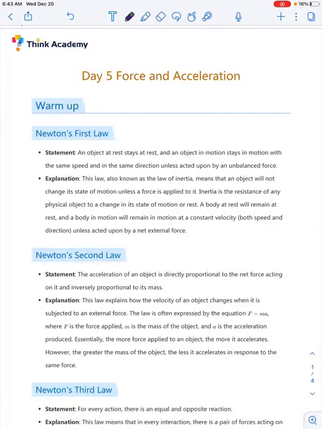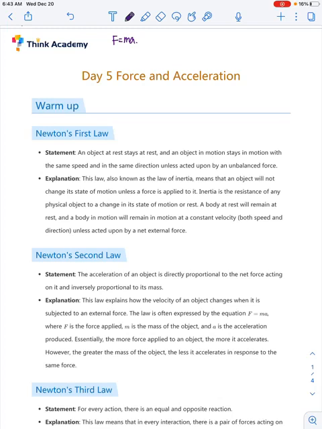Okay, let's take a look at today's daily practice. We are going to look at force and acceleration. This is actually talking about the F equals ma equation, which says that forces can cause acceleration. So if you have force, you will have acceleration, and the motion of the object will change. If you don't have force, then of course there will be no acceleration.